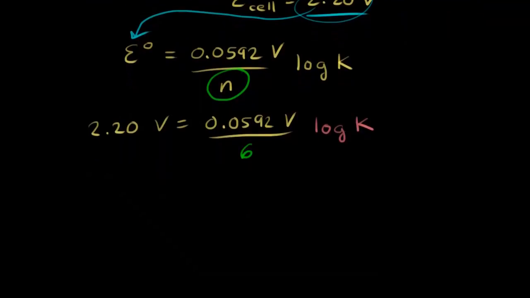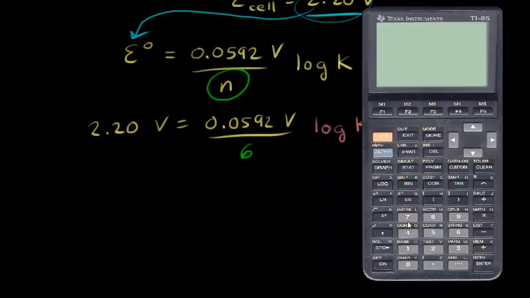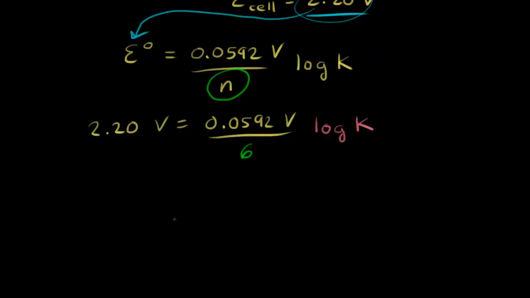So we just need to solve for K now. Let's get out the calculator and solve for K. We would have 2.20 times 6, divided by 0.0592. And that gives us, let's say, 223. So 223 is equal to the log of our equilibrium constant K.